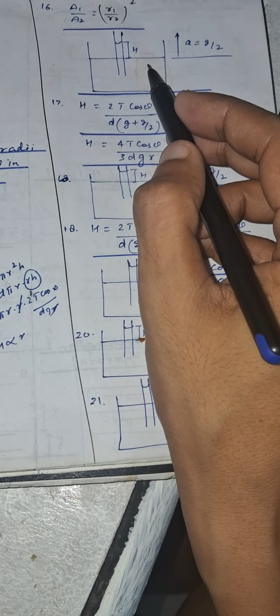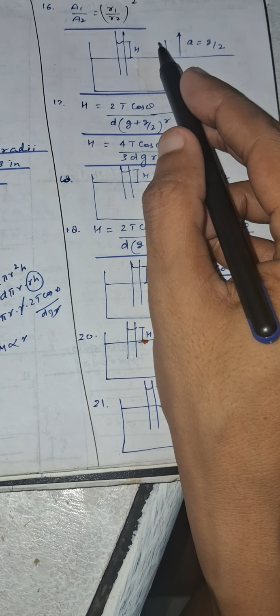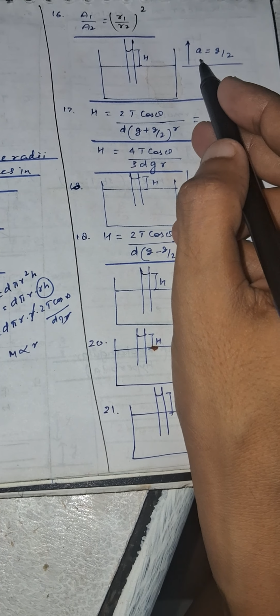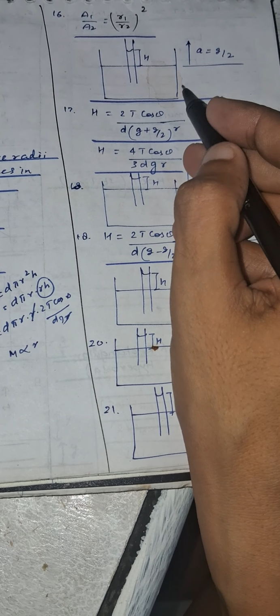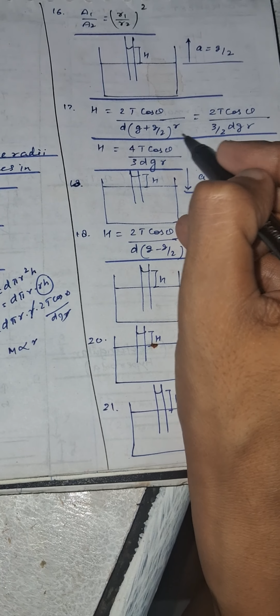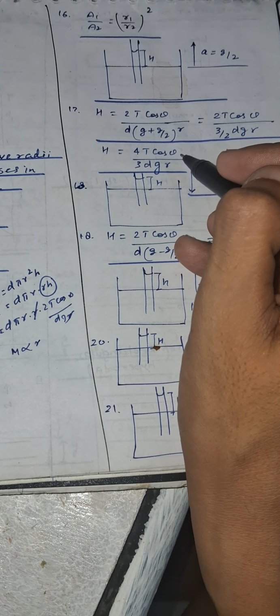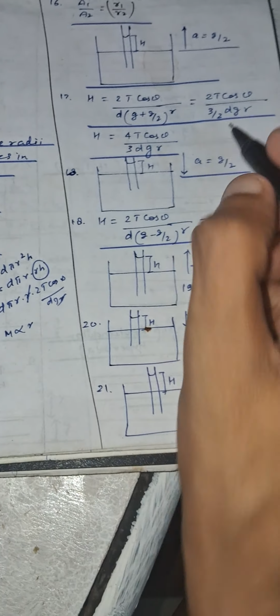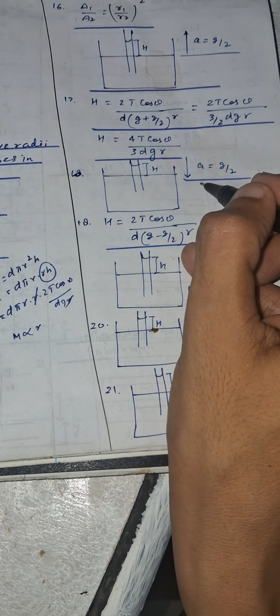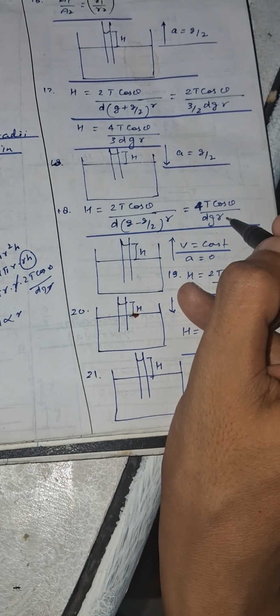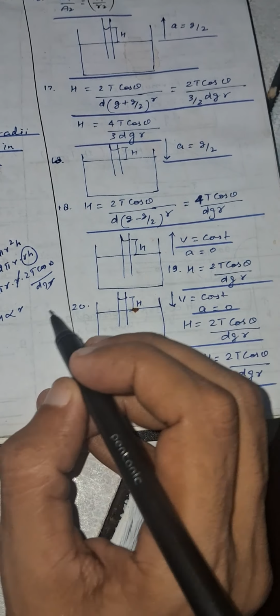Then is the case of a variable system in which acceleration is acting vertically. So we replace g by g effective. In this case, if it is moving upward, it will be replaced by g plus g by 2. After solving, the expression changes to h is 4T cos theta by 3rdg. Whereas if it is moving downward, then replace g by g minus g by 2, and we have 4T cos theta by rdg.